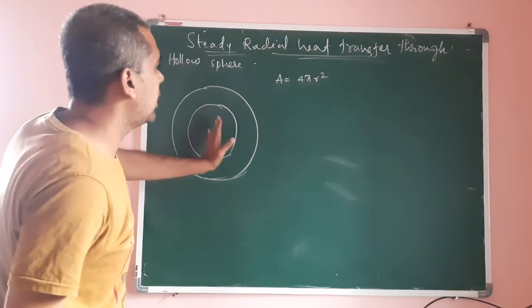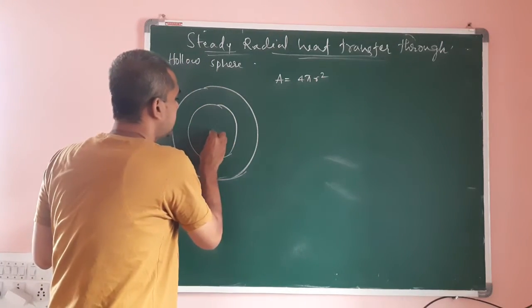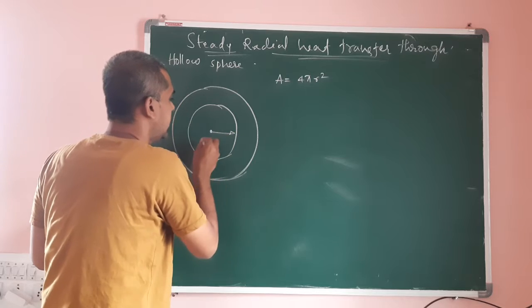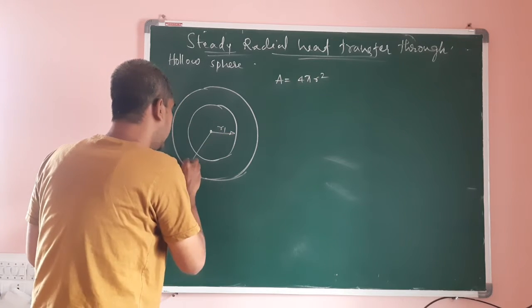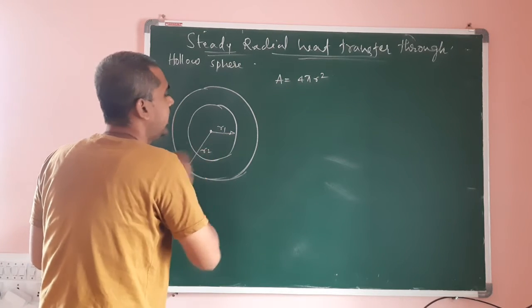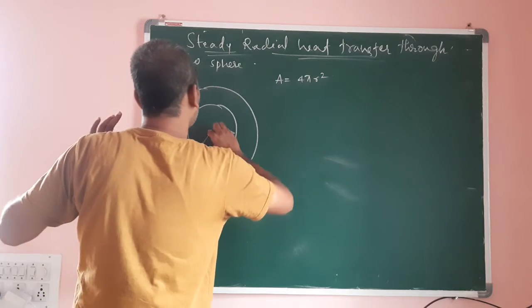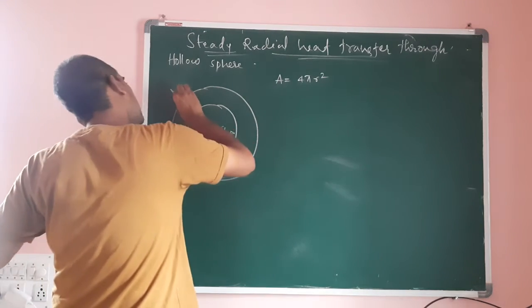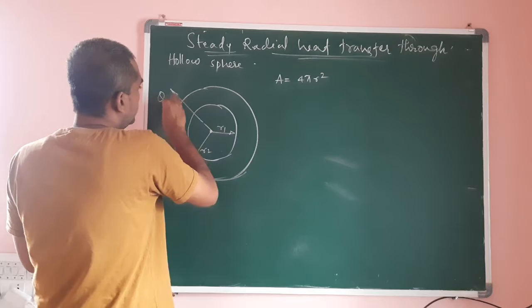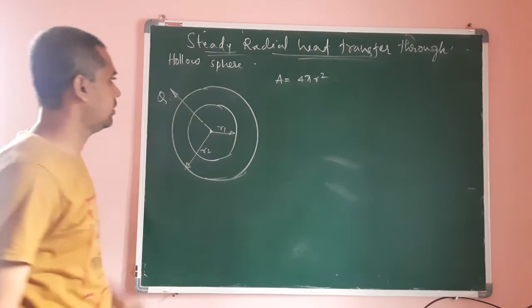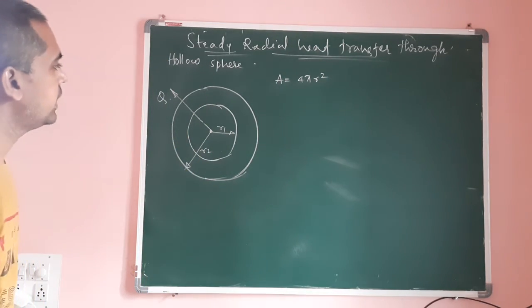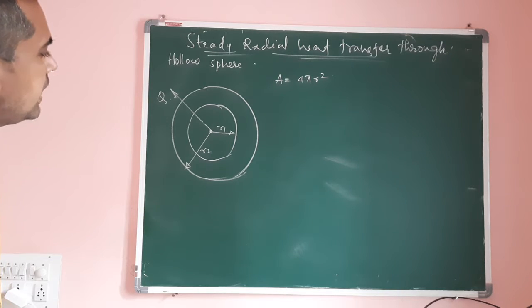Again, if the inner radius is r1 and the outer radius is r2, we will calculate the heat transfer Q that is flowing in the radial direction through this. Heat transfer in a hollow sphere in a radial direction.